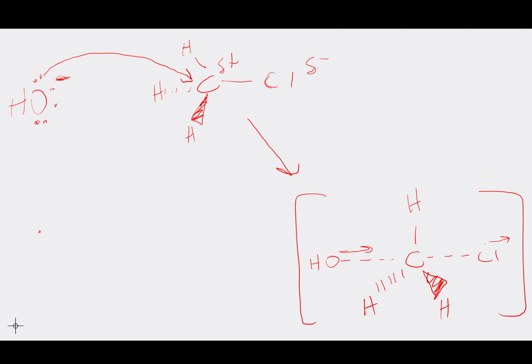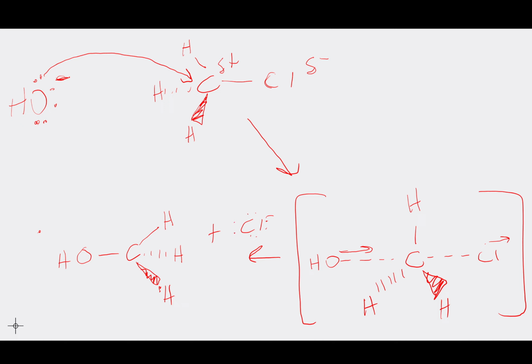Everything happens at once. As one group comes in, the other one leaves at the same time. So we're going to have that happening, and what we're going to have from this is going to be the original that we had before. We're going to have something that looks like this now. Showing the wedge model, it's going to look like this, plus the chloride ion.